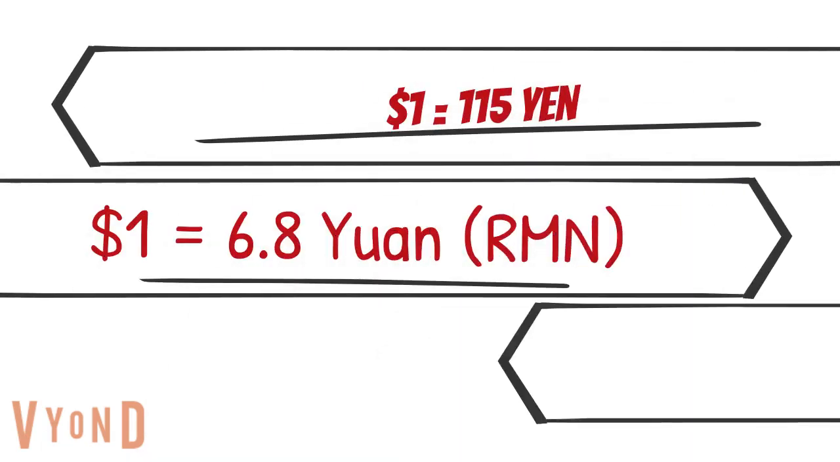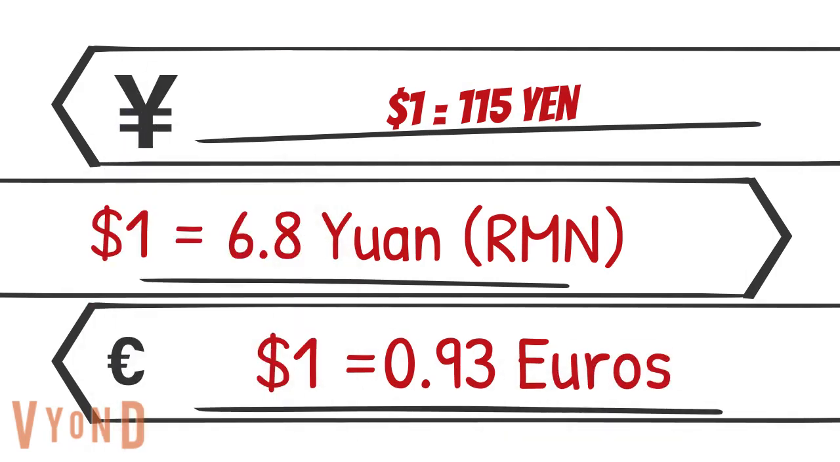These are past exchange rates. You can see the exchange rates in the modern world change by the millisecond. So if you go look at the exchange rate now, these aren't them, but it might be that $1 equals 115 yen, or in other words, a yen equals about a penny. It's $1 equals 6.8 yuan renminbi, which is the Chinese currency. And $1 equals 0.93 euros, about $1 per euro.